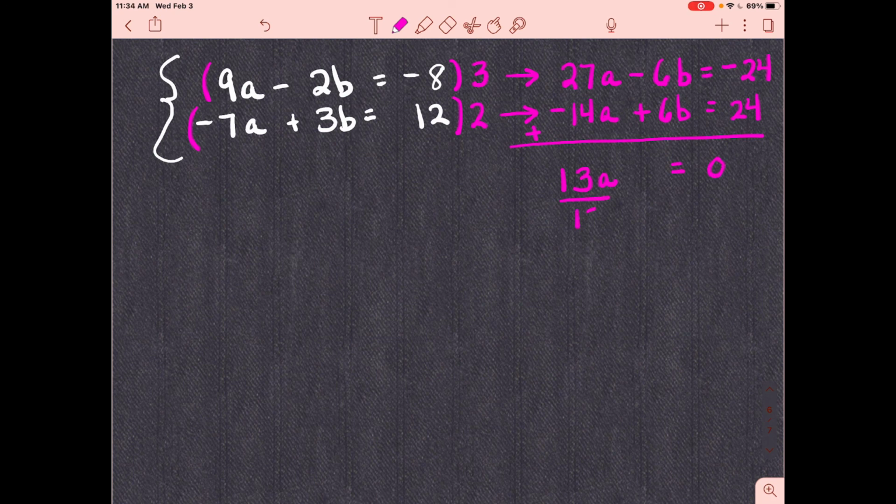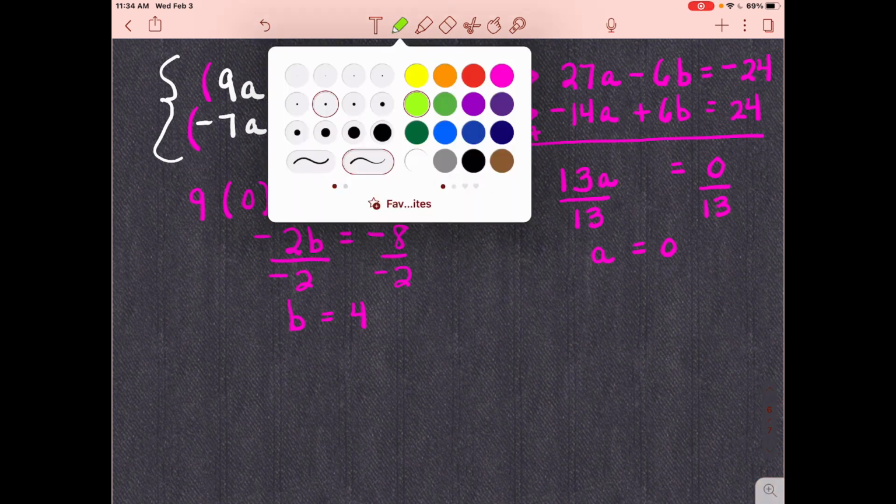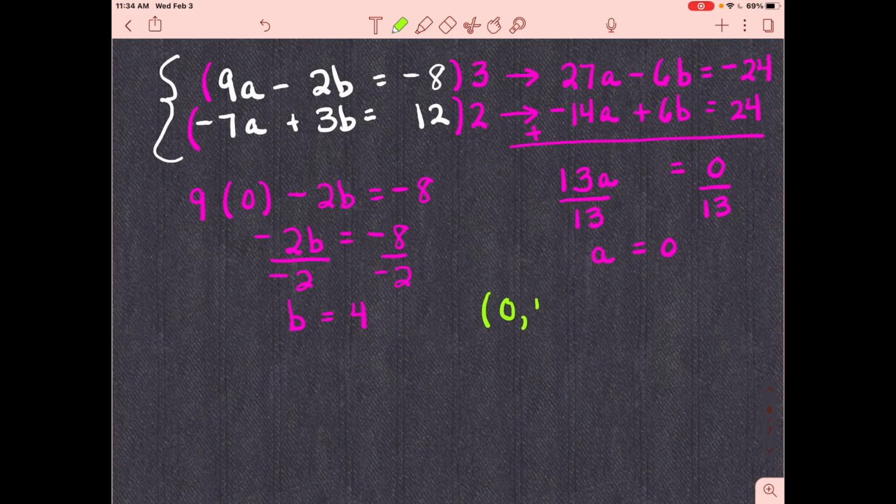And so when I divide by 13, it's okay to divide by a number. It's just not okay to divide by 0. A is going to equal 0. All right, I've got to take my a equals 0 and plug it in somewhere. So I'm going to go 9 times a minus 2b equals -8. So I have 0 minus 2b, which is minus 2b, equals -8. Divide by -2 and get b equals 4. All right, so I have a final answer here. A is 0 and b is 4.